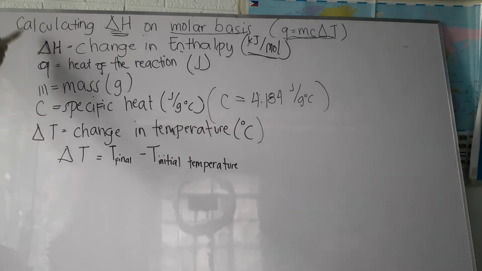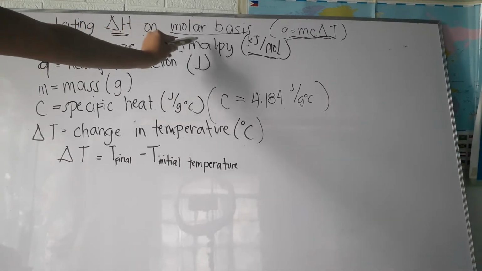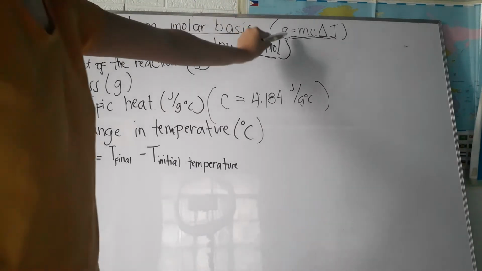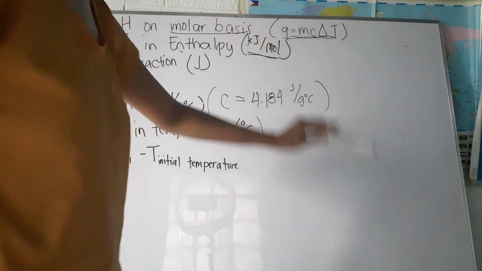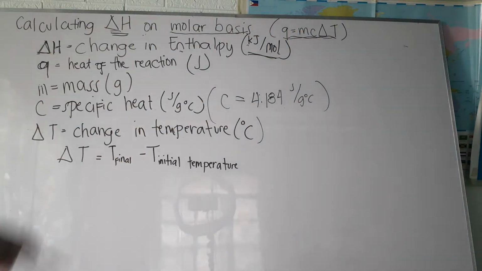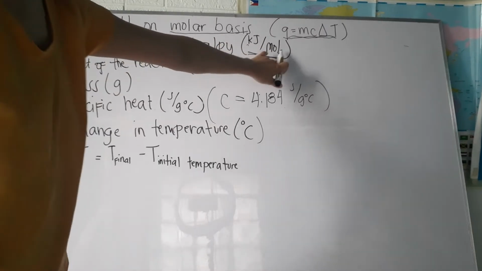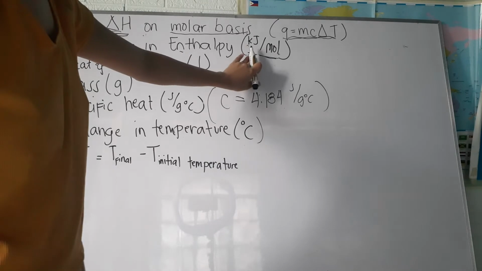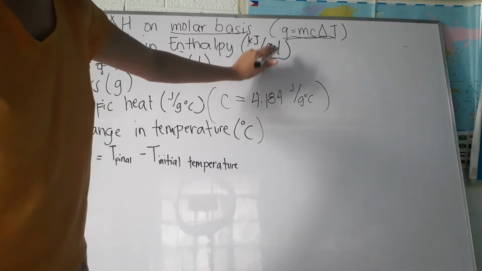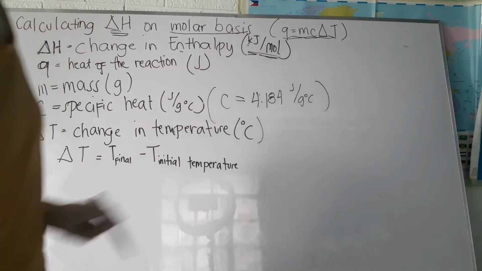So, this is calculating the change in enthalpy on a molar basis using the formula Q is equal to MC delta T. So, na-explain ko na yan sa inyo. Diretso na tayo sa calculation na kinakahirap nating lahat. Ayan. So, change in enthalpy is equal to kilojoules per mole. O, tandahan natin ha. Kilojoules per 1 mole.